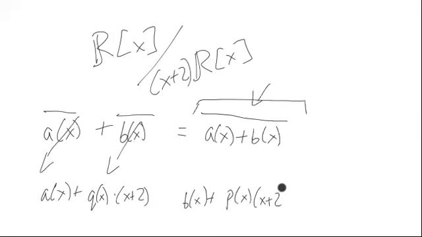The argument looks pretty much the same because we can factor an x plus 2 from there and get another multiple, so it really does work. Addition really is preserved in this particular case.